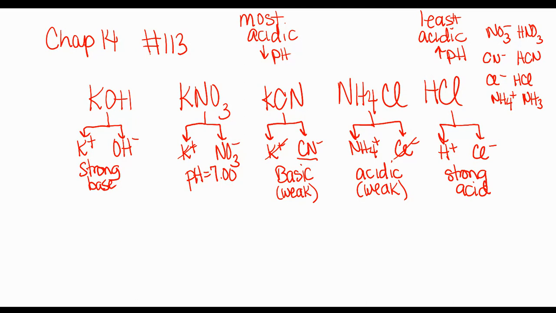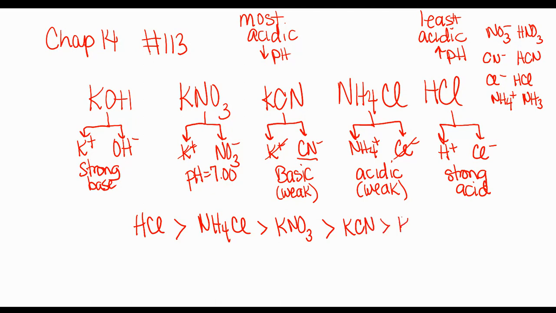So now if we put them in order, from the lowest pH would be the strong acid, followed by the NH4Cl. Then neutral, not basic, neutral. Then we have our weak base. And then lastly, our strong base.